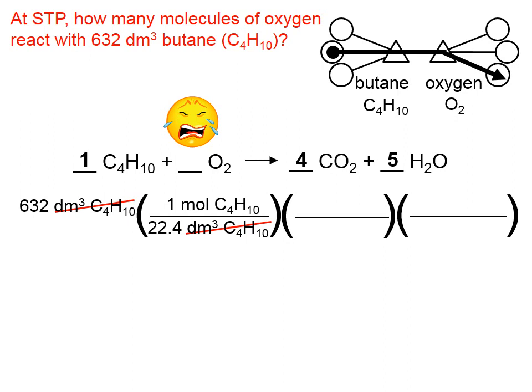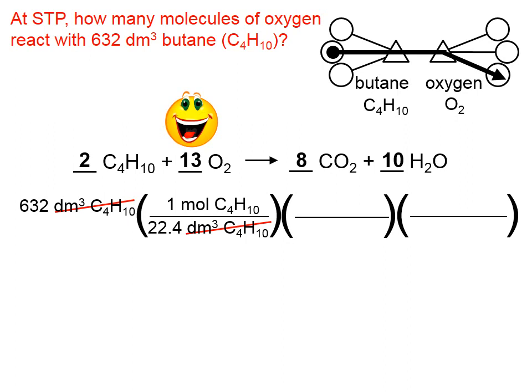So this ratio, 1 to 4 to 5, that's a good ratio. It's just too small. So I'm going to double that ratio. Change that 1 to a 2, change the 4 to an 8, change the 5 to a 10. Now let's count up oxygens on the right side again. 8 times 2 is 16, plus 10, that's 26, which means we can put a 13 right there.